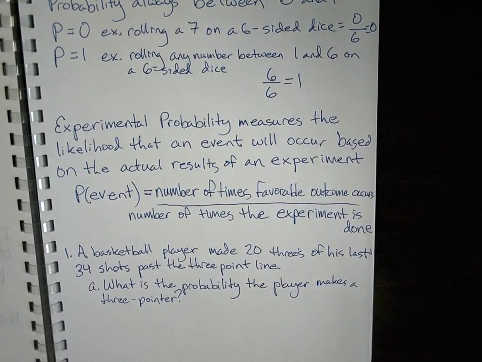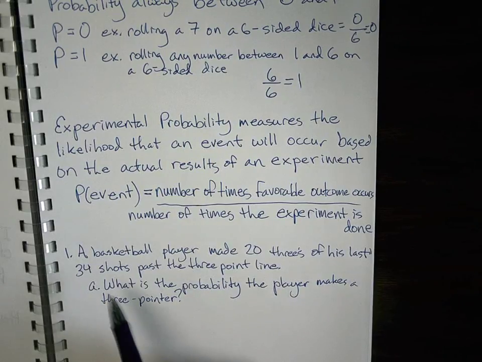All right, so based upon the numbers we have, the basketball player made 23 of his last 34 shots past the 3-point line. What's the probability of his making a shot on the 3-pointer? What do you guys think?